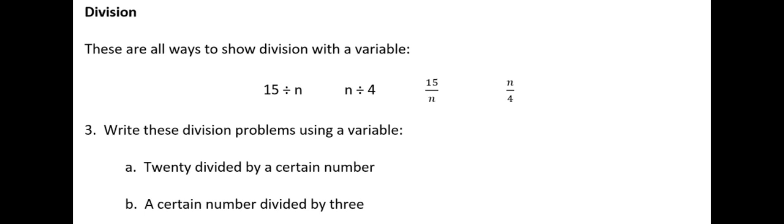In this section, we see a few different ways we can express a division problem. The first way is probably more traditional in the elementary level. We have 15 divided by some number, or I can reverse that and say I have some number divided by 4. I can also show division in fraction form. When I write it in fraction form, I would read this as 15 divided by n. The last one I would read as n divided by 4.